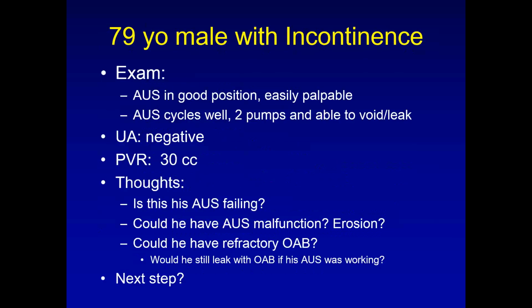So on exam, his sphincter is in good position. It's easily palpable. I can cycle it. It cycles well. You pump it twice, and all of a sudden he's pouring urine out. His UA is clean. His PVR is low. So what should you be thinking about?